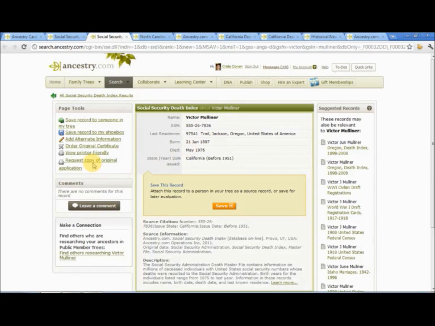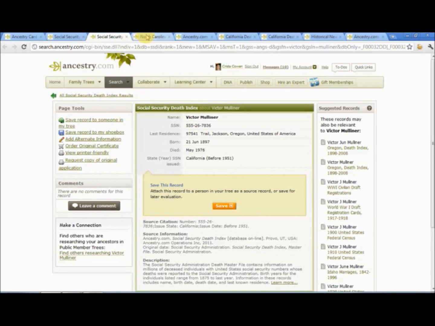I also have the opportunity here to request a copy of his original Social Security application. When they filled that out, they listed their birth date and place, and also their parents' names on many occasions. And so that could provide me with some additional information there.